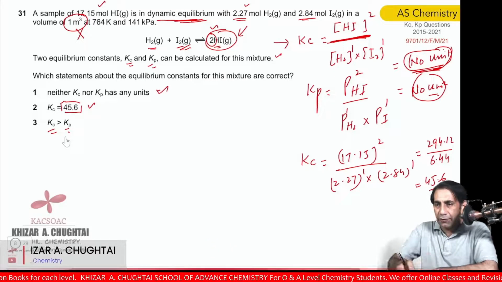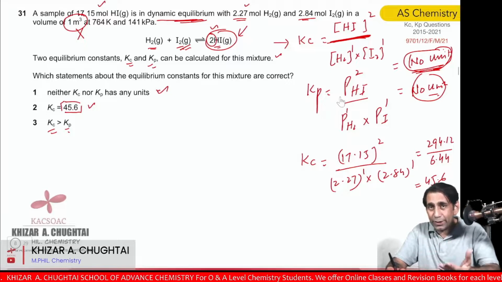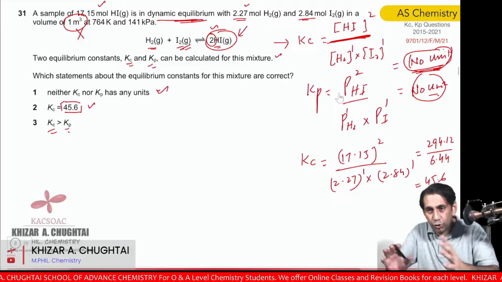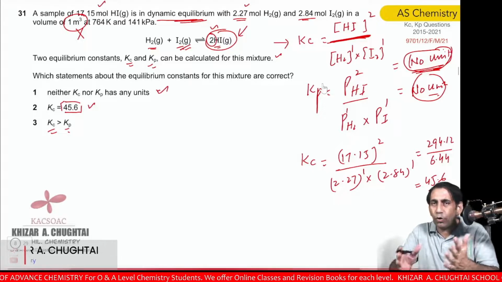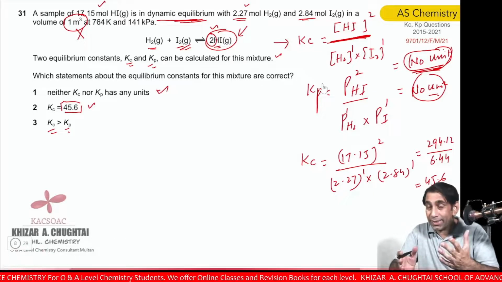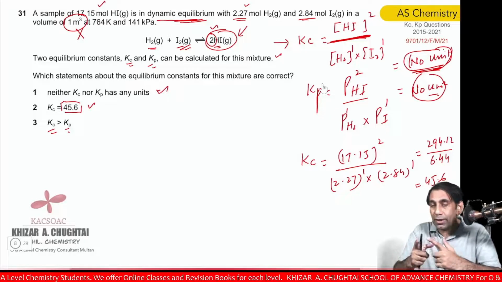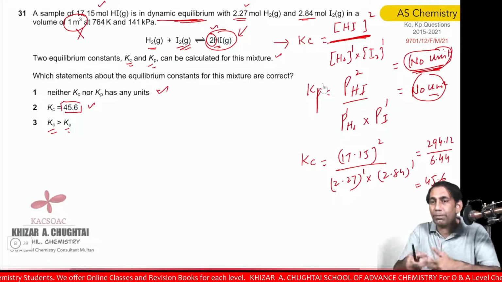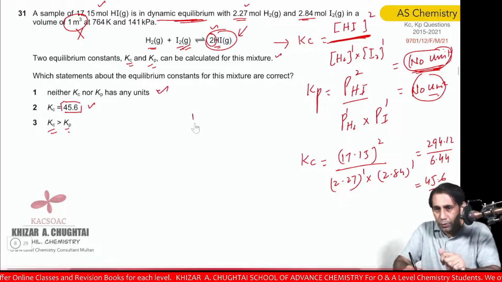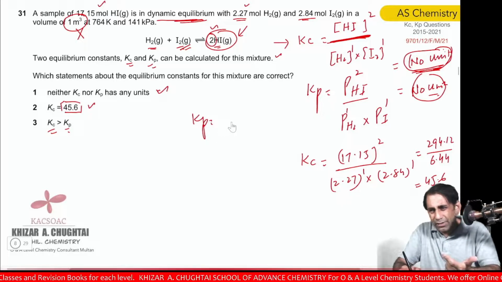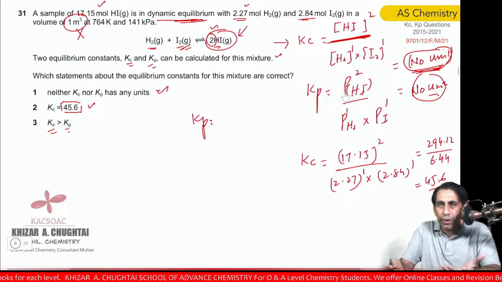So in case of Kp, we need partial pressure. Once again, this Kp also has no unit, there is no sort of unit. So there is no need to change the moles into partial pressure. I think the answer will be the same. The pressure of HI is roughly equal to the pressure due to its moles.